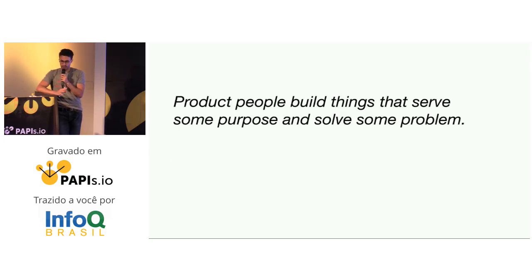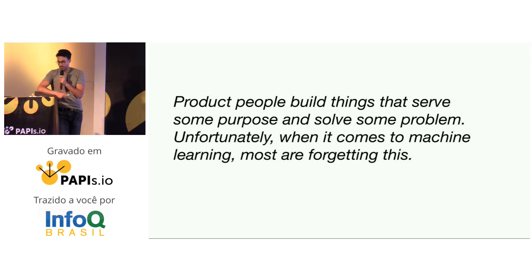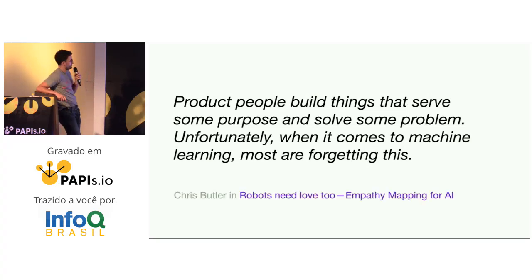I'd like to also leave you with a quote from an interesting article on using machine learning in real-world projects, where essentially the author was saying that product people should be focusing on solving real problems. But for some reason, when we think about machine learning, we forget about the engineering aspects, but we also forget about solving real problems that people have. So think about that. You're thinking about the end user of your predictive system. Think about what their pains and problems are before you do any implementation. And sorry, the author is Chris Butler.